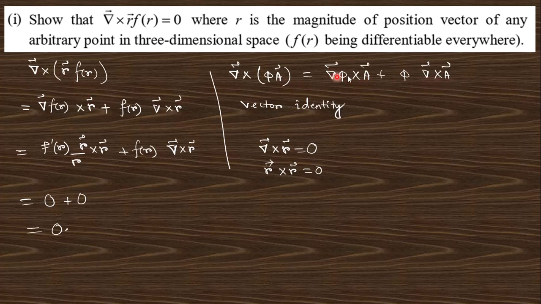So if you use this vector identity, grad of f of r, this is the phi function, scalar function, and this is the vector function. So, grad phi cross r, and this is f of r curl of r. You know this curl of r equals 0, and if you take the derivative, grad of phi is nothing but f prime r vector by r, cross r also 0. So, this gives you a 0. Go to the next one.